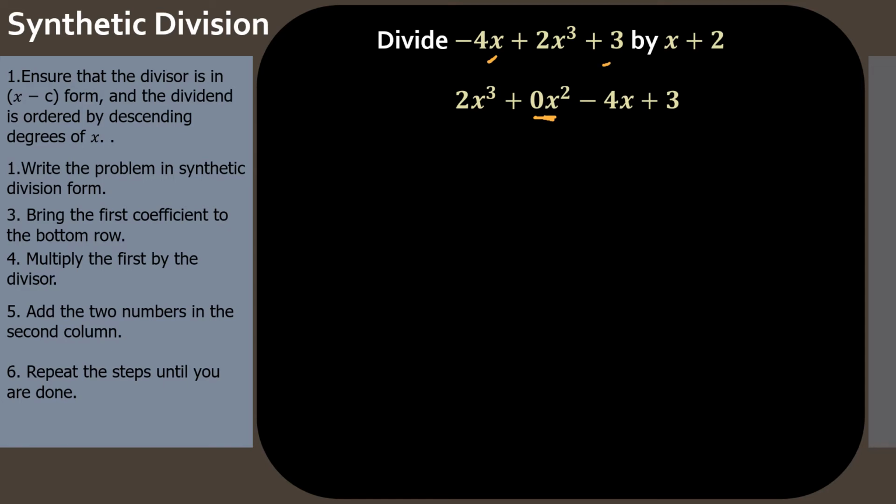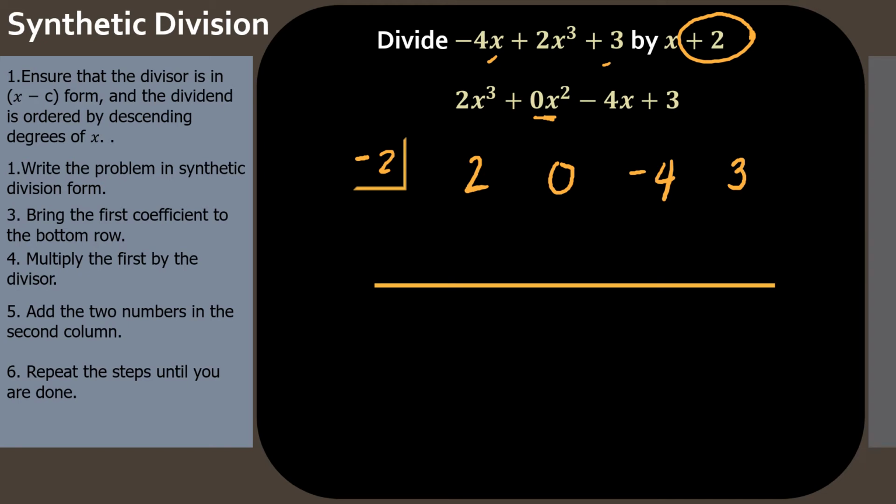At isulat na natin sa ating synthetic division form. Okay? So, meron tayo positive 2, 0, negative 4, and positive 3. At ang c natin, palitan lang natin ito ng sign, would be negative 2. Okay? So, lagay natin yung bar dito. The first thing to do is you have to bring down the first term or the first coefficient and then kailangan natin i-multiply.